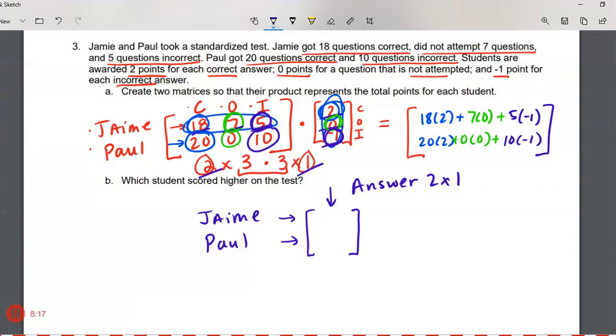Okay, sorry. So 18 times 2 is 36. 36 plus 0 is still 36. 36 minus 5, 31. 40 plus 0 is still 40. So this guy was winning, but then all of a sudden he got 10 wrong. So 40 minus 10 was 30. So Jamie won just by a hair, okay? So Jamie with 31 points. All right, and that takes care of everything.